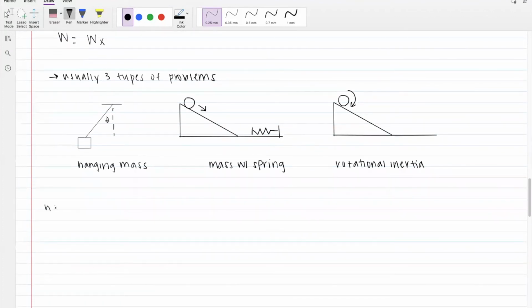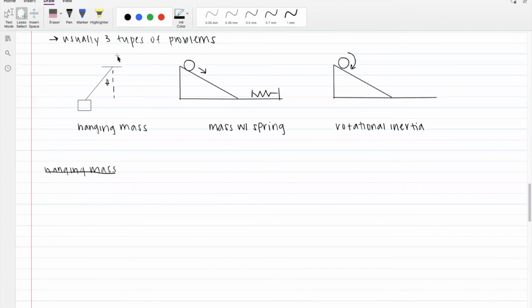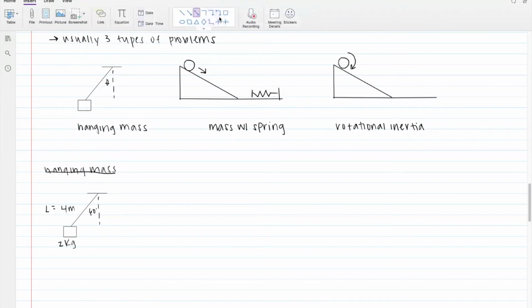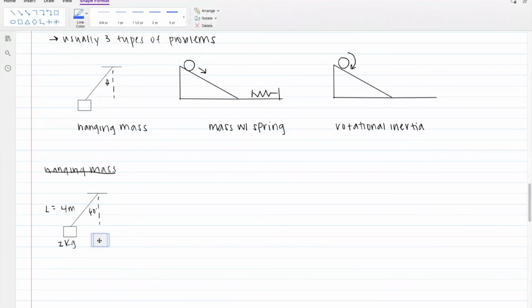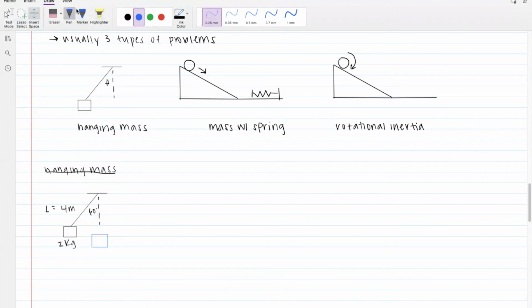All right, so let's look at the hanging mass. So let me just copy and paste this. And let's define some of these variables. Let's say that the length is equal to 4 meters and the mass is equal to 2 kilograms. This theta is equal to 60 degrees. And let's say that this block is dropped so that its final destination appears here, or at least passes through this point.